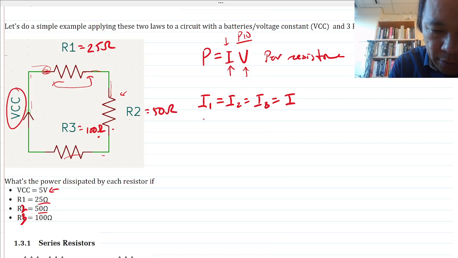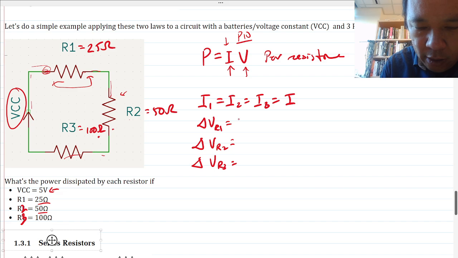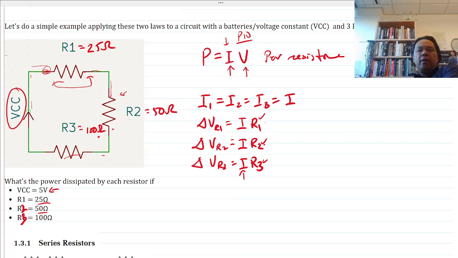The voltage drop across resistor 1 is going to be different than the voltage drop across resistor 2 and resistor 3, because each of them has a different resistance. According to Ohm's law, this is just going to be I, because it's the same current, times R1. This is going to be I times R2, I times R3. And we already know all these three resistances. The only thing we're missing is actually the current.